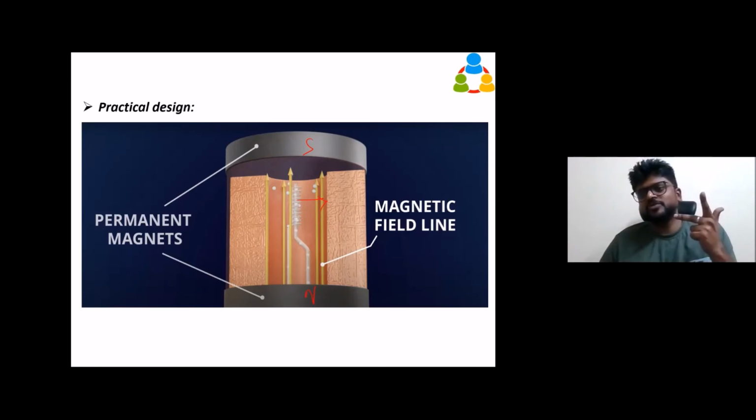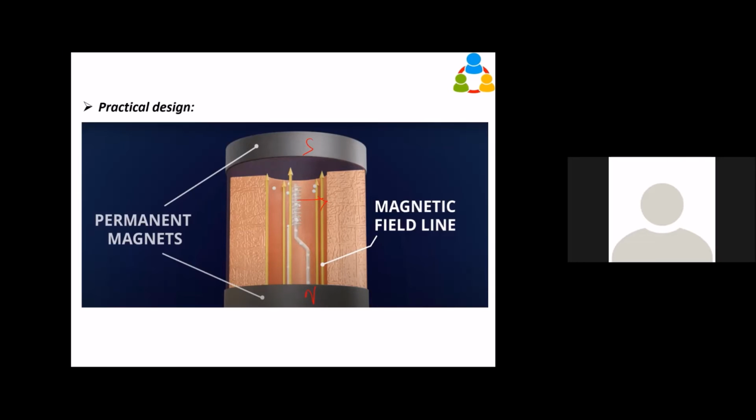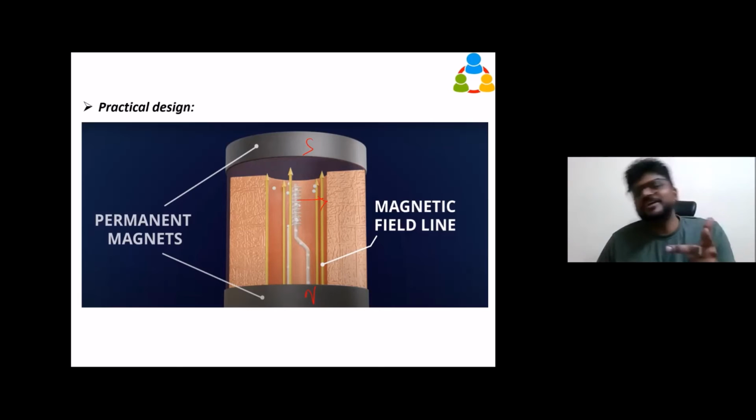Anybody aware of Fleming's left-hand rule? No. Okay, fine. It will tell us, when you keep a current carrying conductor inside a magnetic field, where the force will act on the current carrying conductor. So the middle finger represents the current, the index finger represents the magnetic field, and this thumb will represent the direction of the force. So they are mutually perpendicular, all three perpendicular. So further, they will use this Fleming's left-hand rule.